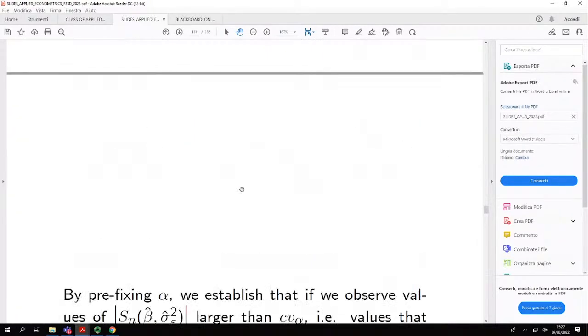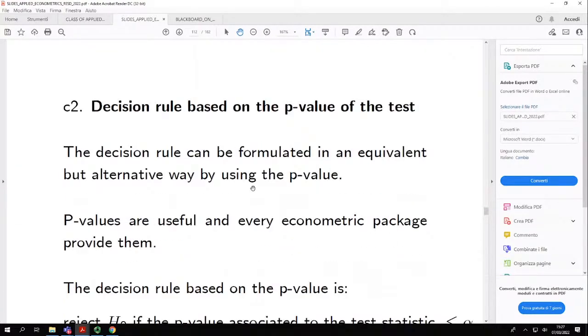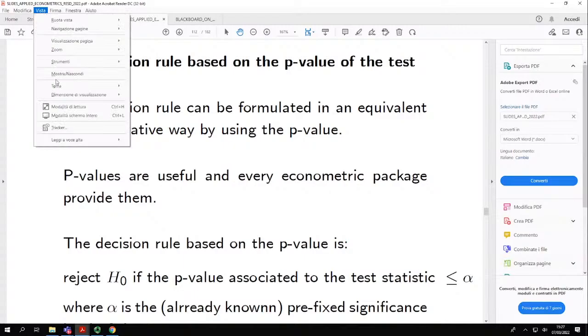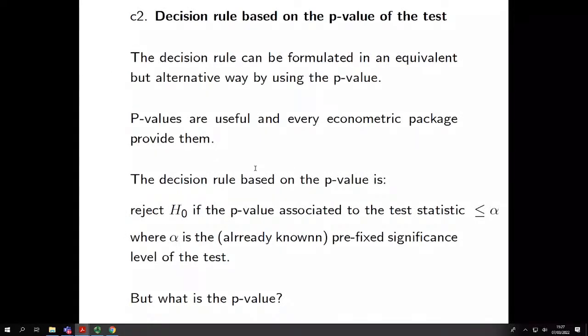So there is a different, alternative way to go, which is the one provided by the rule based on the p-value of the test, okay? In that case, the p-value is provided directly by the software, so we don't need to go to the tables. So the decision rule based on the p-value of the test is like this: you reject the null if the p-value associated with the test statistic is less than or equal to alpha, where alpha is 5%, 0.05.